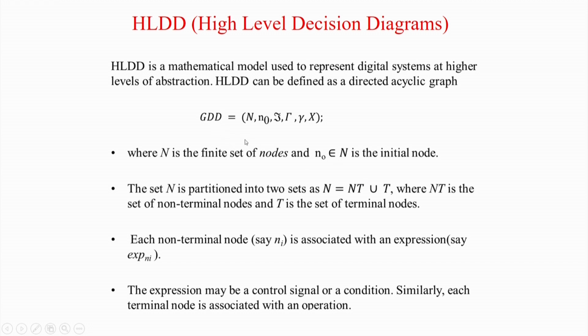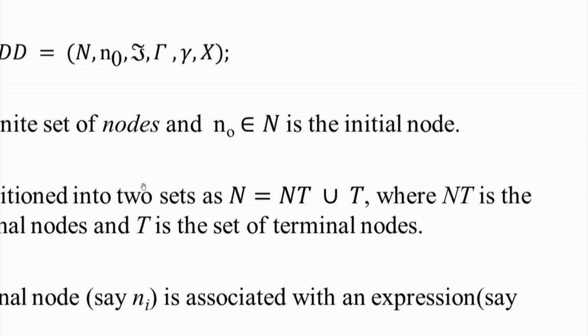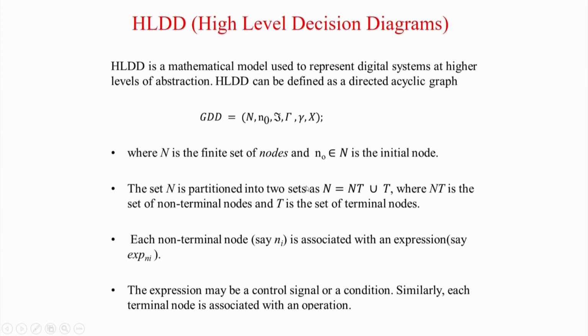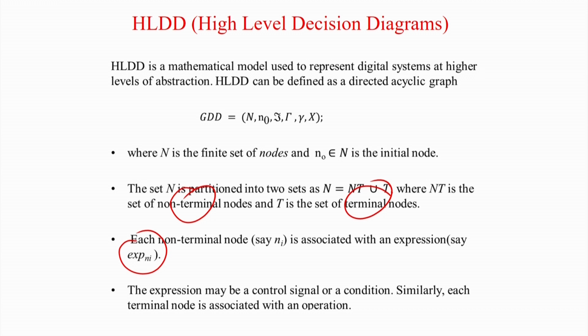Now what is N? N is the set of nodes, and n0 is the initial node, which is always there. Then N is partitioned into 2 sets. Here one important thing is that the nodes will be terminal and non-terminal nodes. Each non-terminal node has an expression called Ei. Don't think about the mathematics, you can read that offline. Just think that it's a graph where some nodes are terminal and some are non-terminal, that is, leaf nodes and non-leaf nodes. Each non-terminal node will have an expression, and each expression may be a control signal or a condition. Terminal nodes have an operation, and each terminal node is associated with an operation like add or subtract.